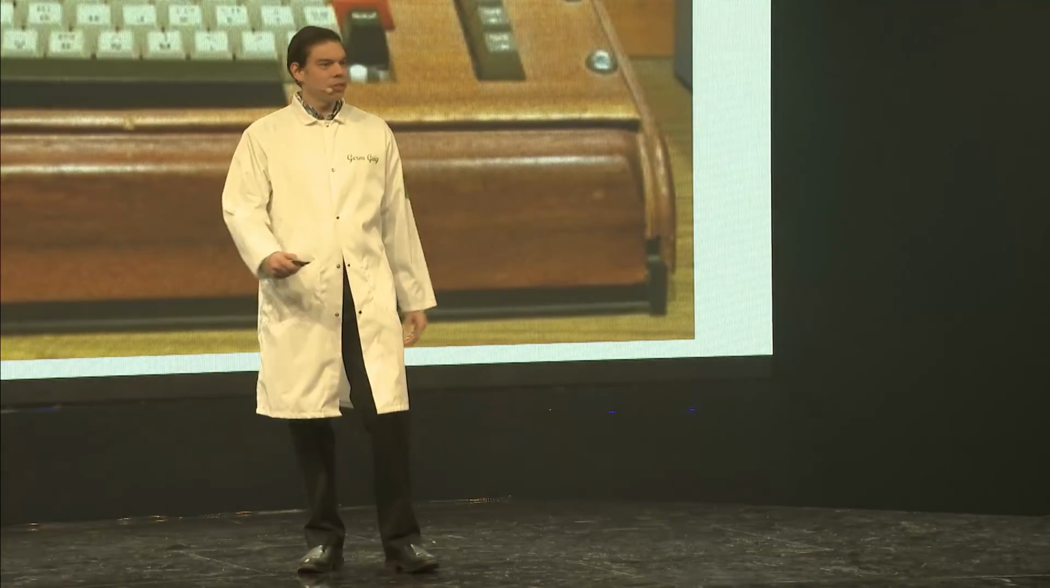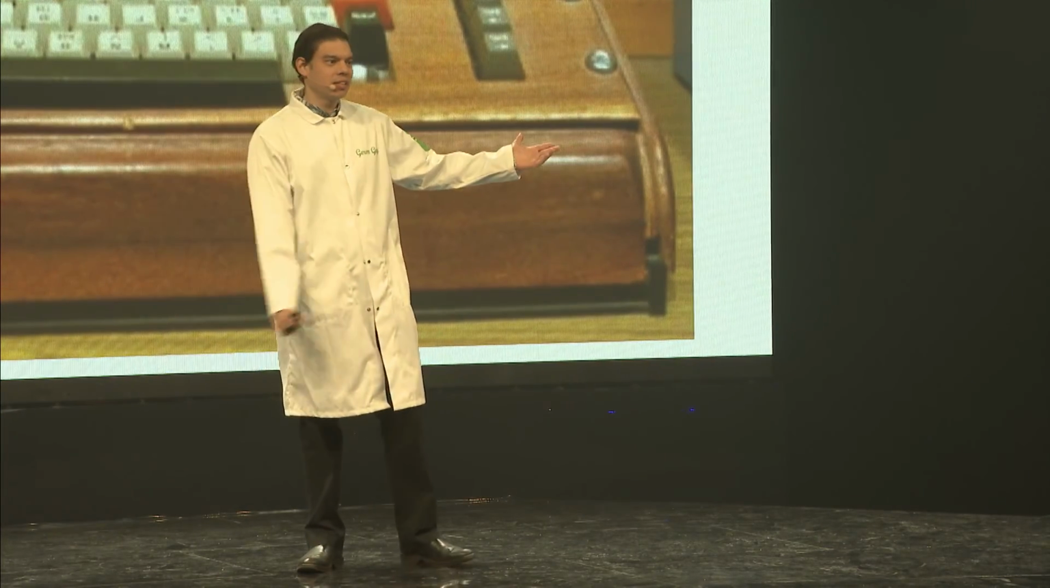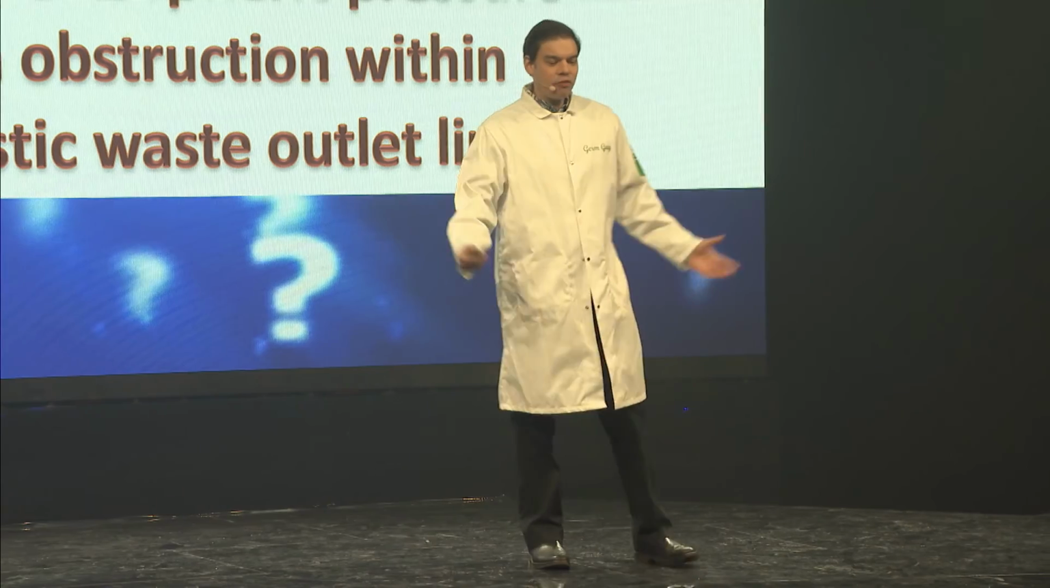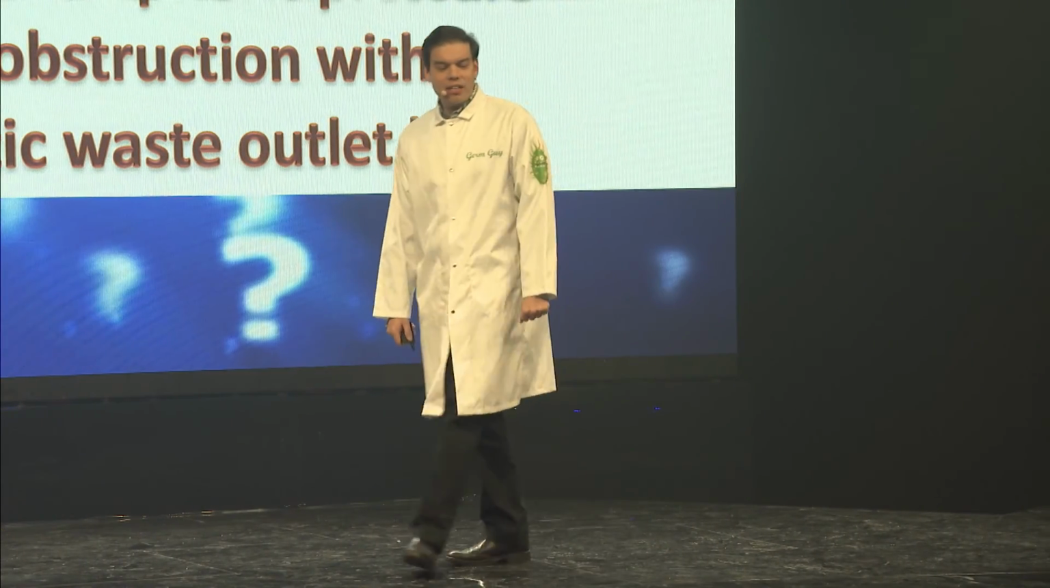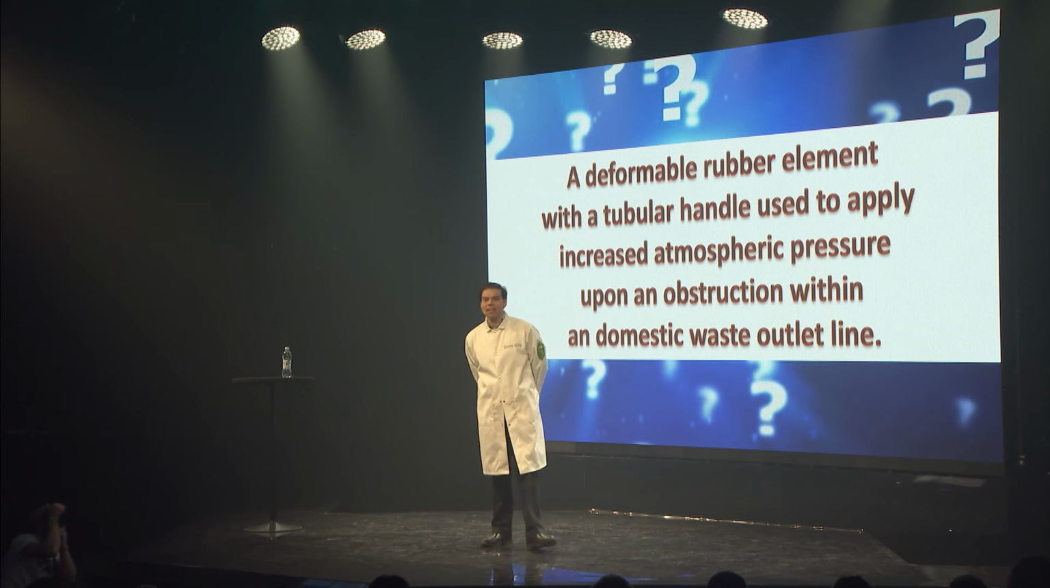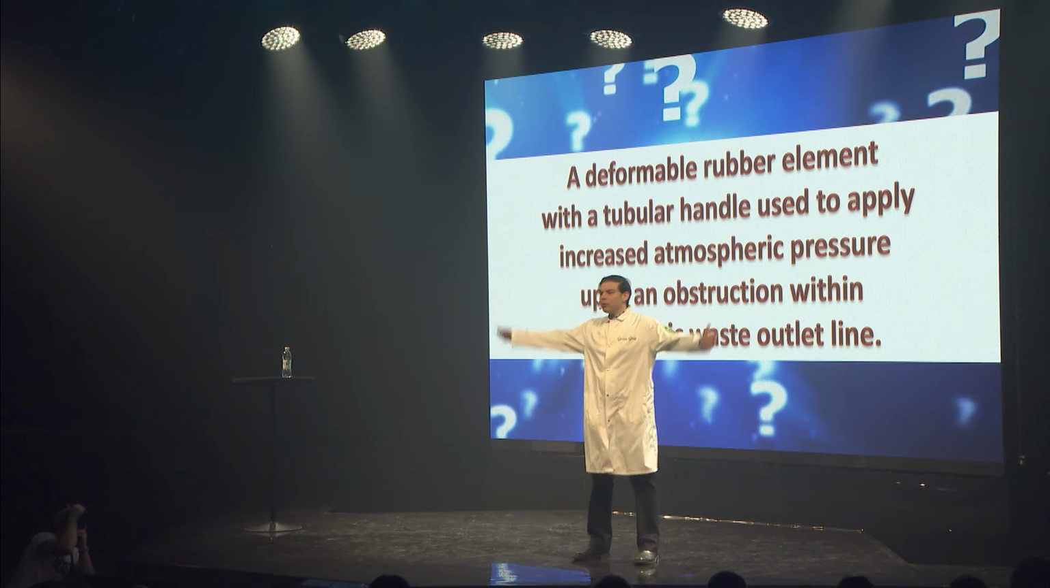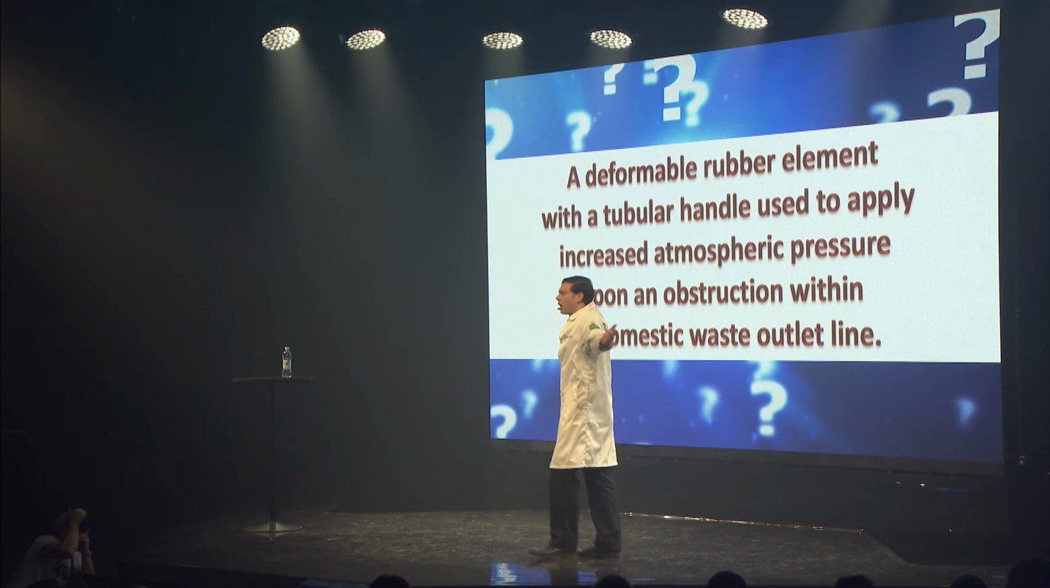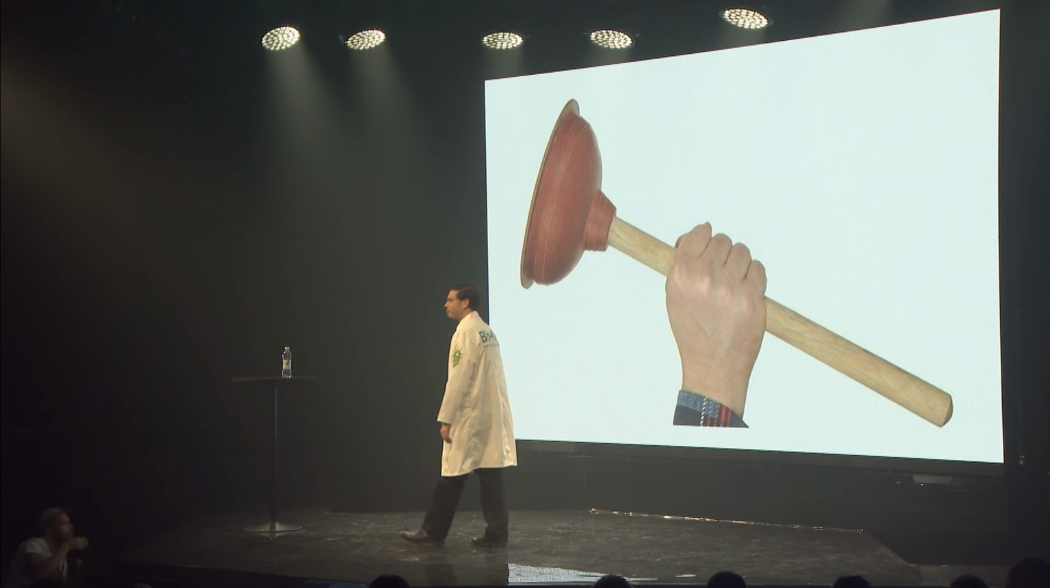All right, for those of you who are not tech or life sciences, I've got this one for you. It's a deformable rubber element with a tubular handle used to apply increased atmospheric pressure upon an obstruction within a domestic waste outlet line. Come on, tell me what it is. It's a plunger.